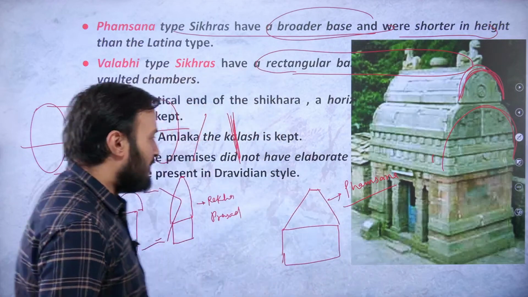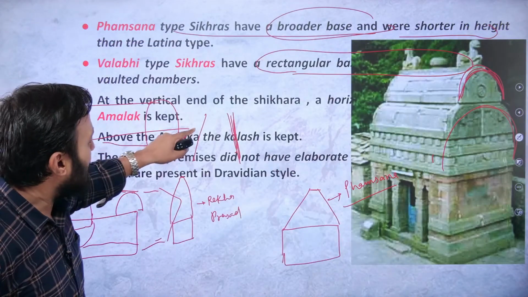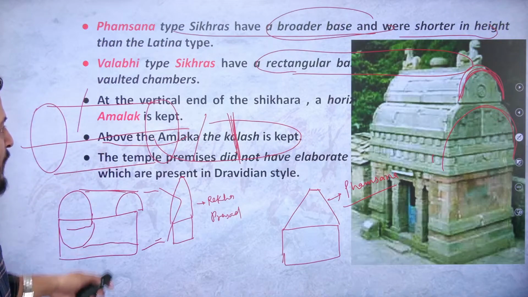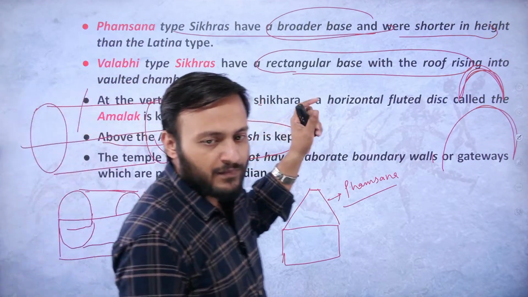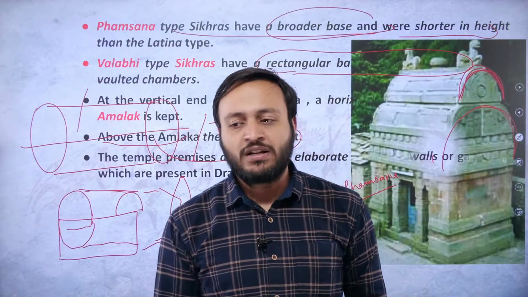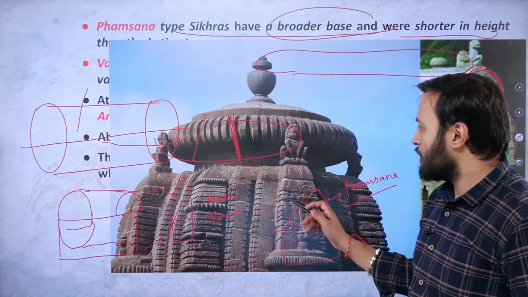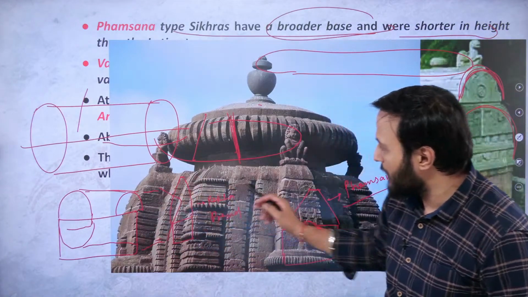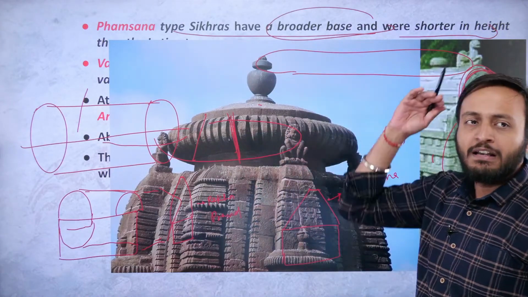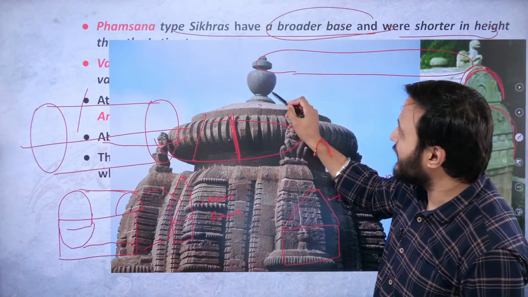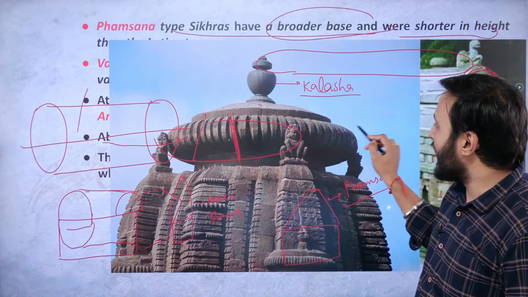Okay, everyone. Then we can see that above the Amalaka, the Kalash is kept. Guys, remember one point before we proceed: on the top of the shikhar there is a structure called Amalak. I think most of you must have seen that on the top of the temple there is a lotus-like plate kept upon the temple head, and this is called Kalash. This is called Amalak.